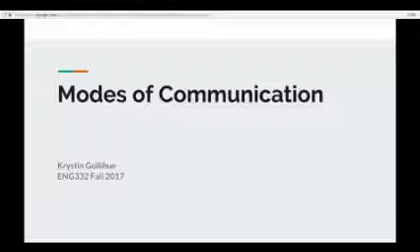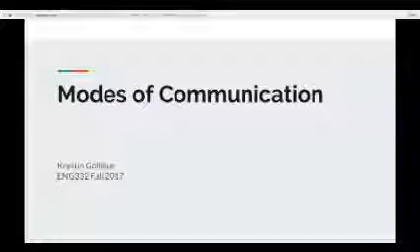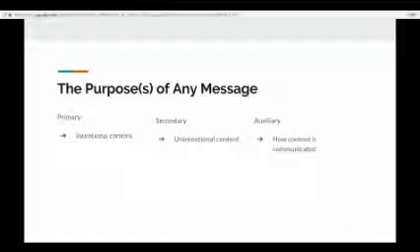get an idea of the differences between them and what context they might be used, and strategies that you want to think about when you're using them. Before we get into that, though, I want to talk about message in general.